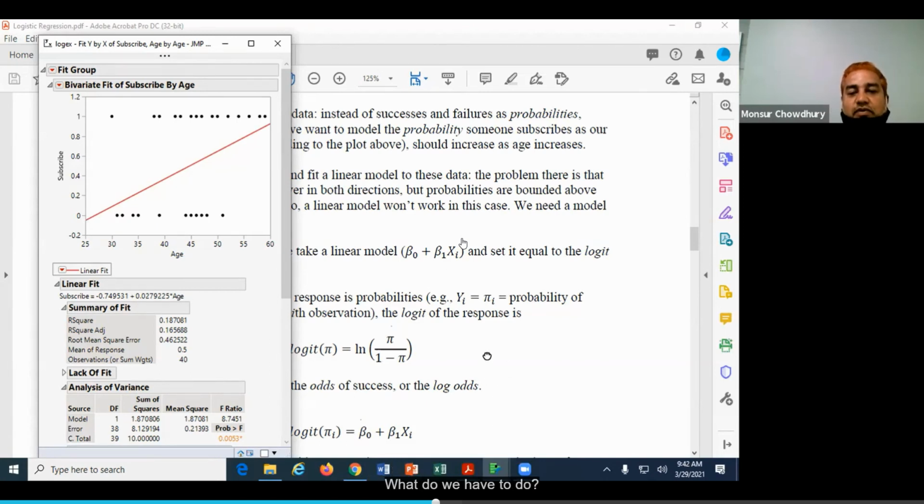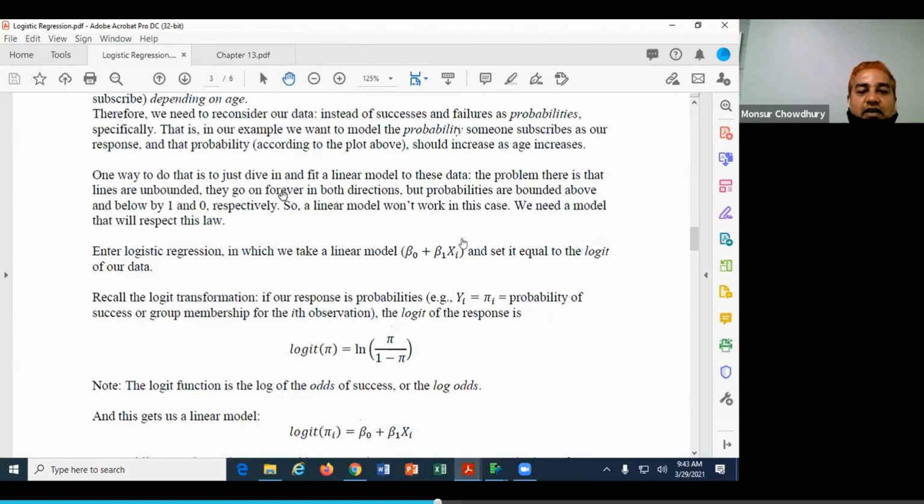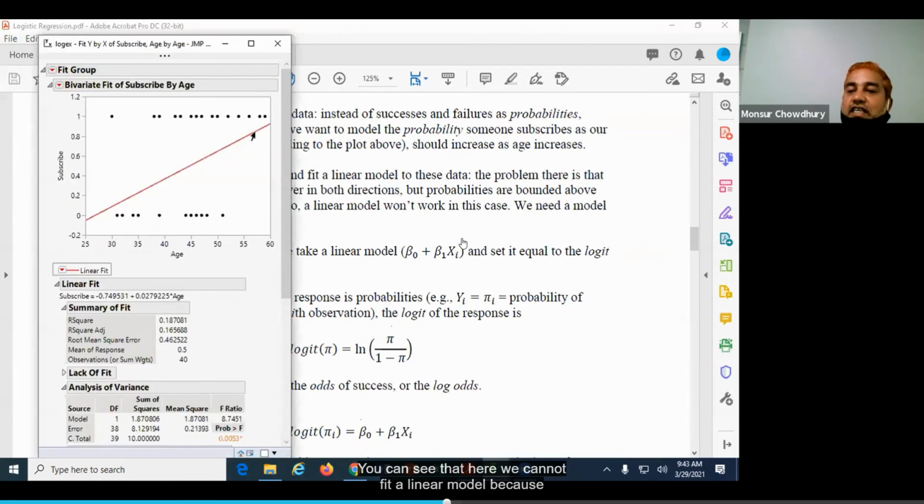So what do we have to do? One way is to just dive in and fit a linear model to this data. The problem is that the lines are unbounded, so they can go on forever in both directions, but the probabilities are bounded above and below by 1 and 0. So a linear model won't work in this case. We need a model that will respect this law. We cannot fit a linear model because these probabilities are bounded by 0 and 1, but if we fit the line, it violates these conditions.